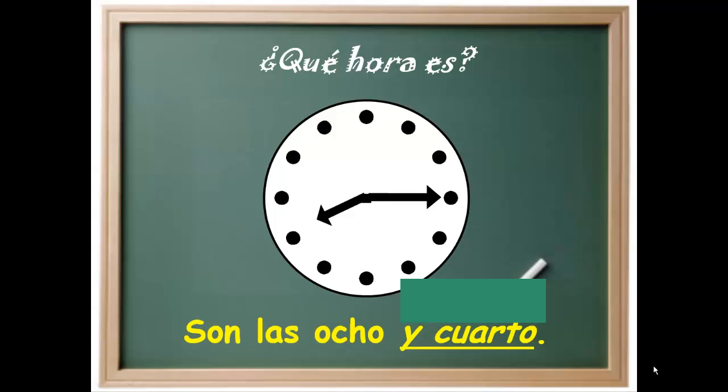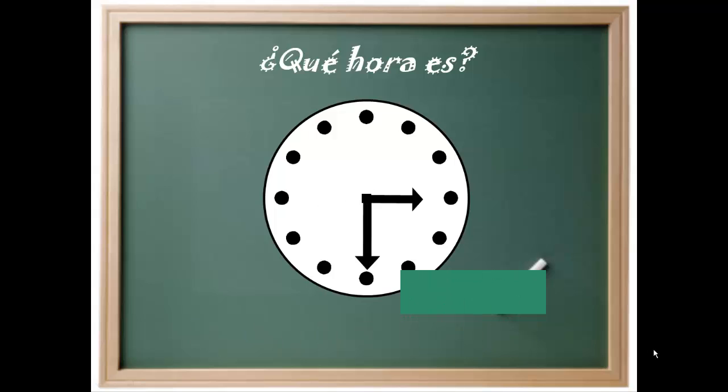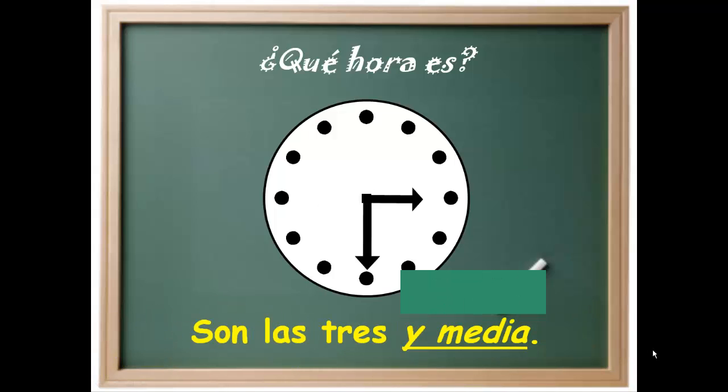There are two ways to say this one. The first, son las 8 y 15. Or you can say, son las 8 y cuarto. Quince is the word for 15. What's the other way to say that, though? 15 minutes after, or, yeah, a quarter after, a quarter past. And that's what cuarto means. Easiest way, son las 3 y media. Half past. But you could still say, son las 3 y 30. 30 minutes past.